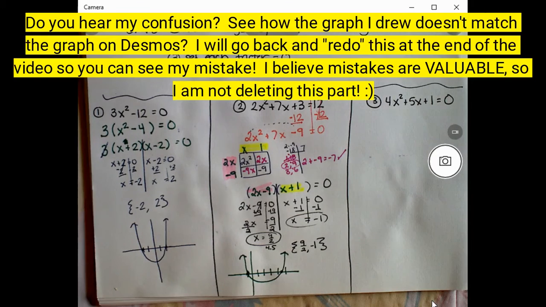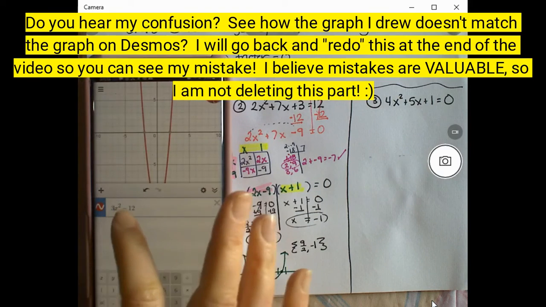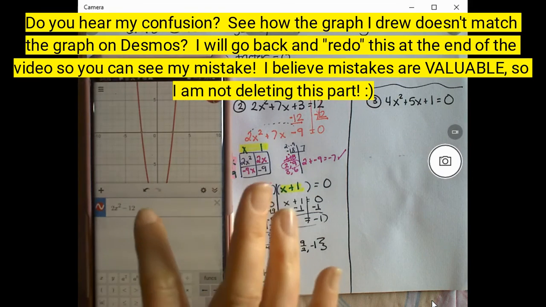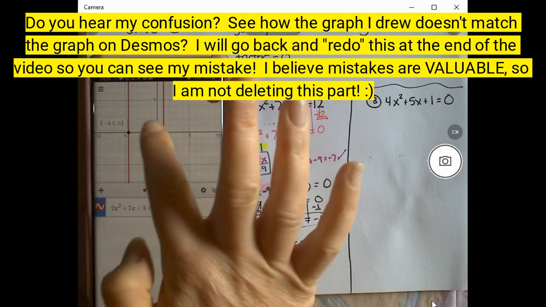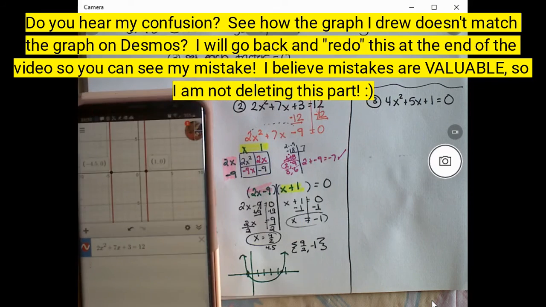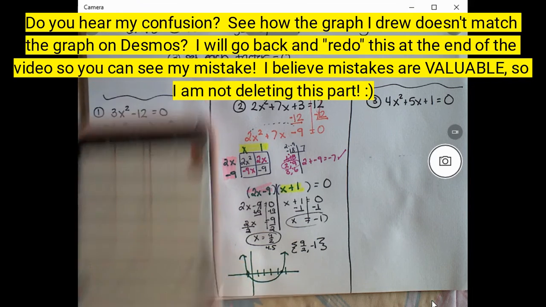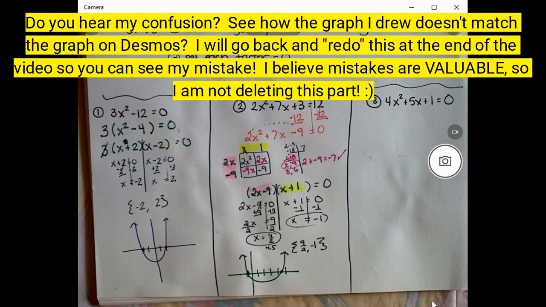All right. And I'm going to pull that up on Desmos so you can see 2x squared plus 7x. You could even put plus 3 equals 12 if you want to look at it that way. And if we touch our solutions, there they are. All right. All right, let's move to the next one.